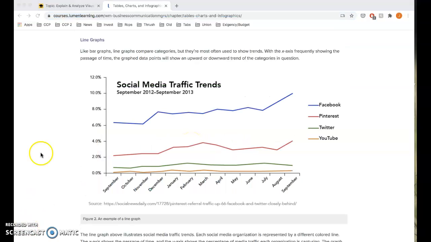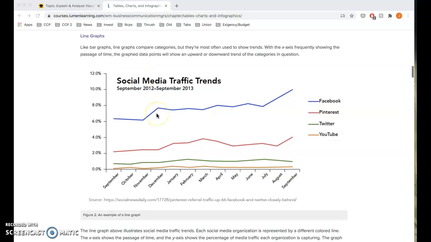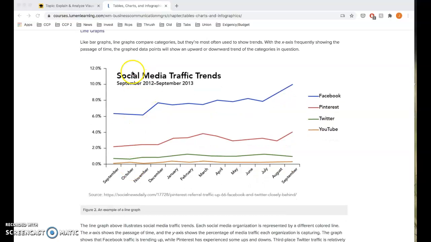Okay, and so here's the second one, where we have a line graph. In line graphs, the x-axis is almost always going to be time. It might be months, it might be years, it might be days, it could be whatever. It's going to be measuring the value of something over time. In this case, this is an example of a line graph. It's social media traffic trends, so how much time people are spending on different social media sites.